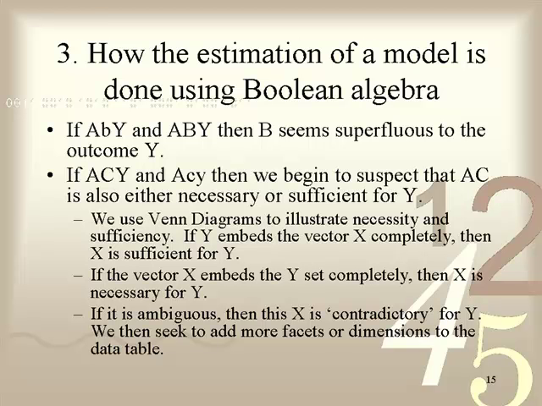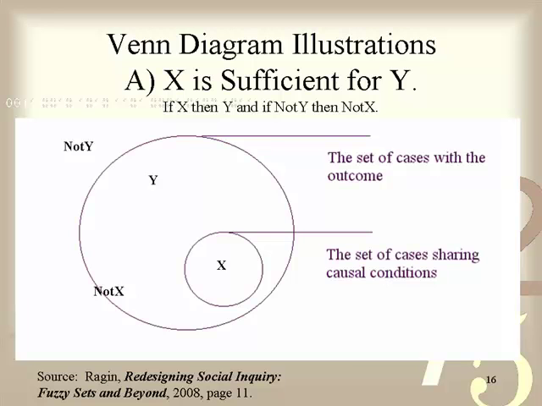So we can use Venn diagrams to illustrate necessity and sufficiency. Some people like Venn diagrams, and some people don't. So follow with me if you like, but there are other ways of representing this. I'll show you one here for sufficiency. I don't know if you can see this, but the set Y is larger than the set X here. So all X's are embedded in Y. And that's an illustration of X being sufficient for Y.